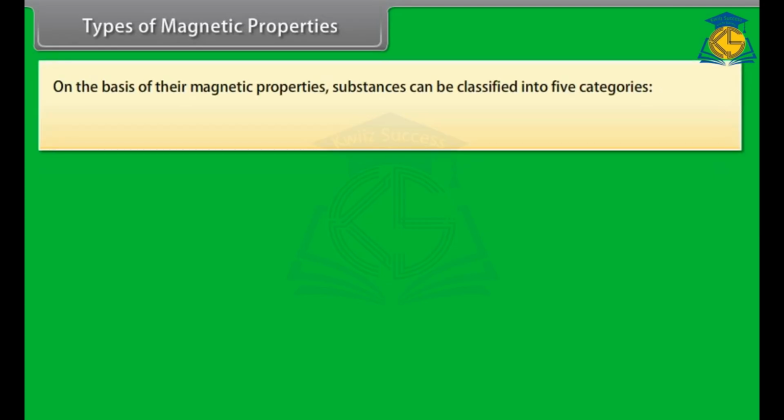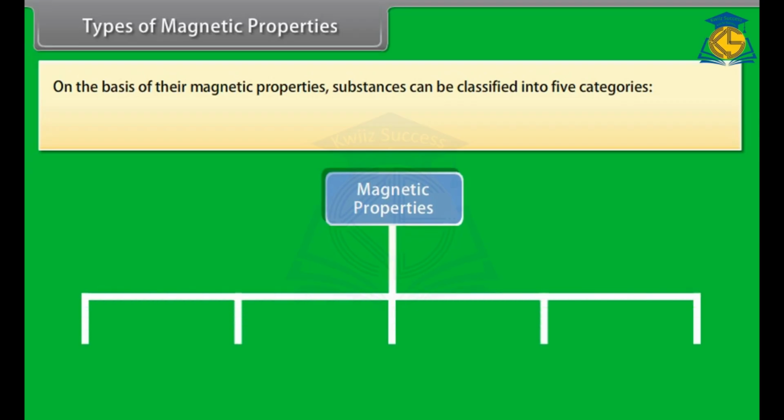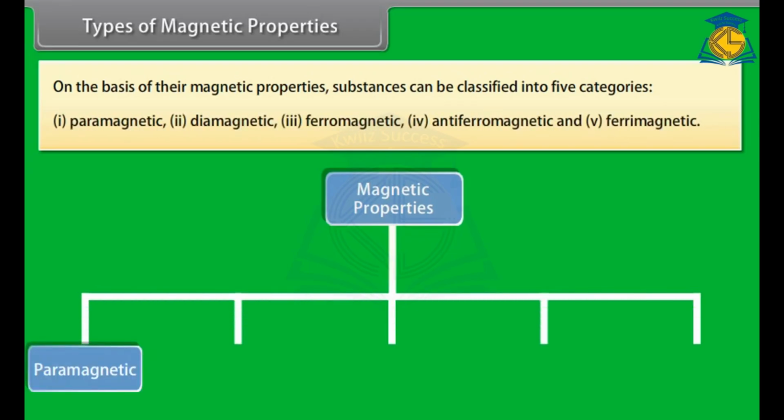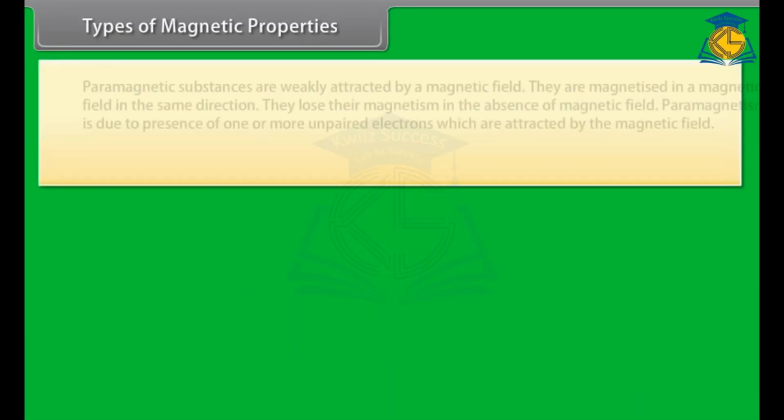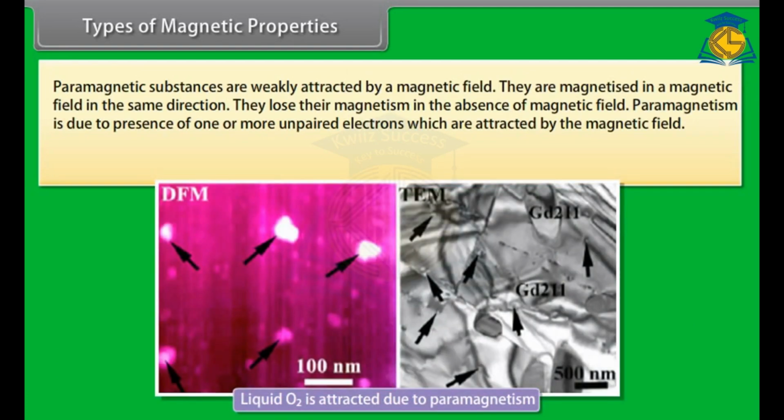Types of magnetic properties. On the basis of their magnetic properties, substances can be classified into 5 categories: 1. Paramagnetic. 2. Diamagnetic. 3. Ferromagnetic. 4. Antiferromagnetic. And 5. Ferrimagnetic. Paramagnetic substances are weakly attracted by a magnetic field.